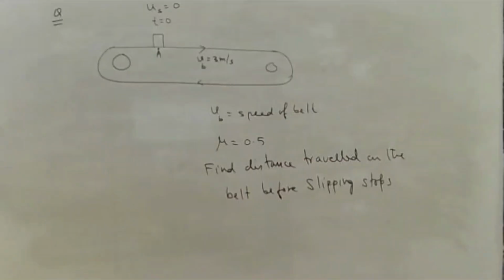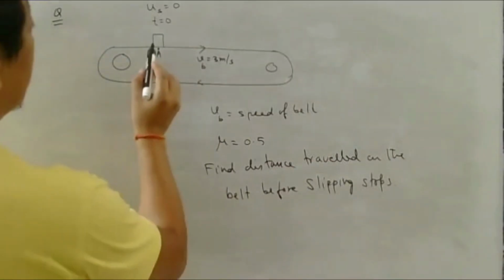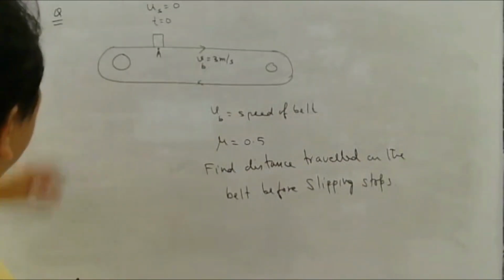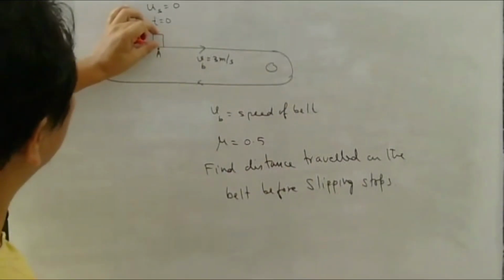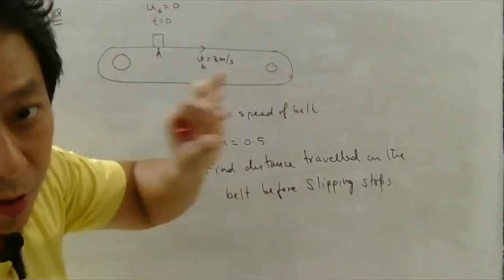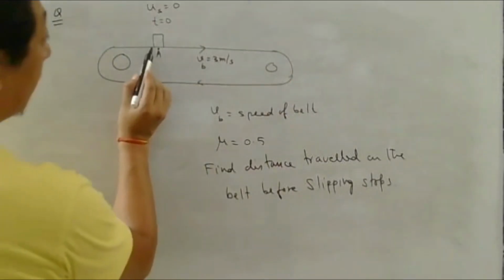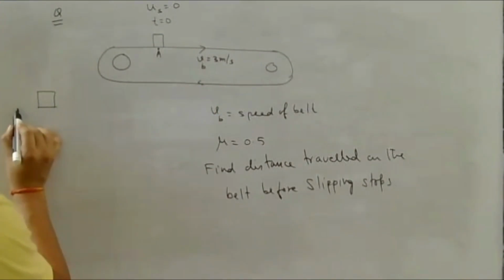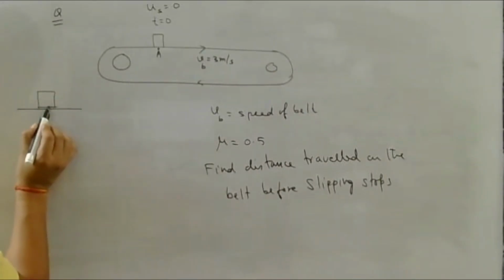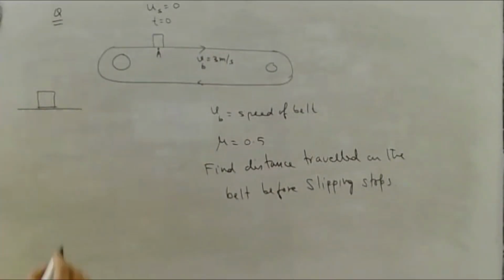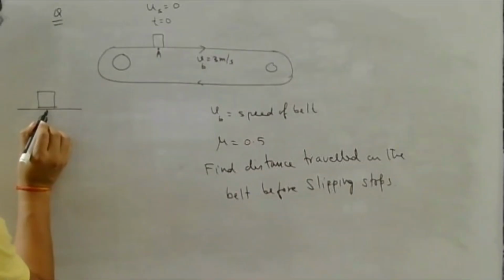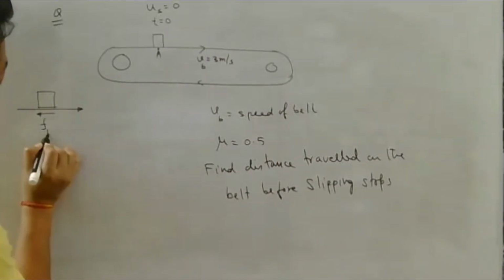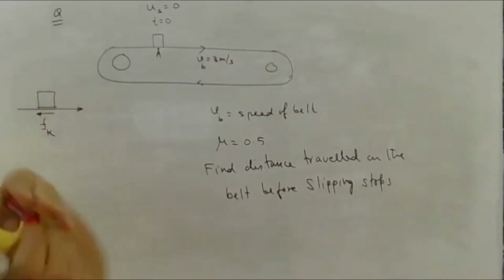See what will happen. At time 0, when you put the suitcase here, the suitcase has no tendency to go this side. It has no velocity at all. But the belt is trying to go this side. So this is the suitcase, this is the belt. A small gap I am showing for clarity. So who is trying to move? The belt is trying to move this side. So friction on the suitcase will be this side. Of course, kinetic friction because there is slipping.